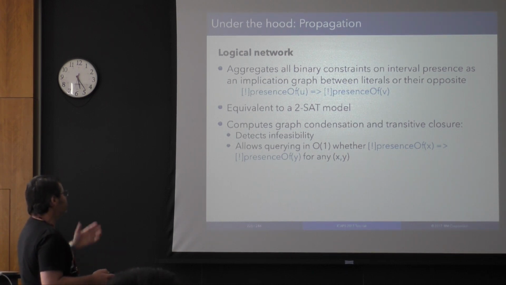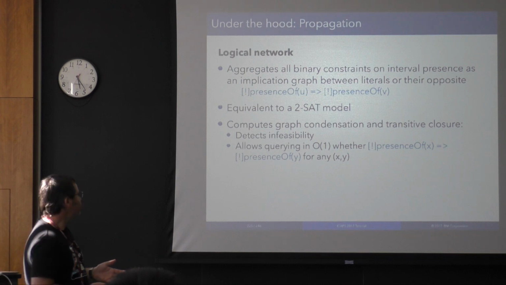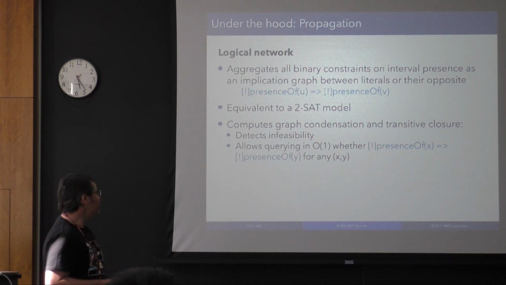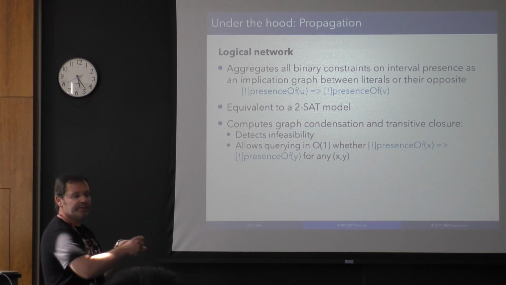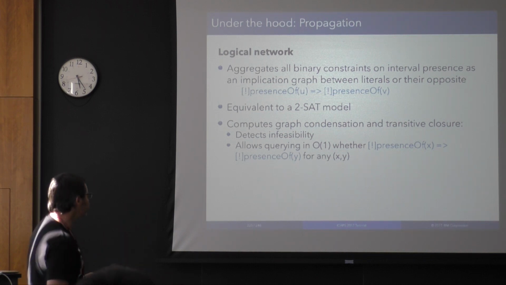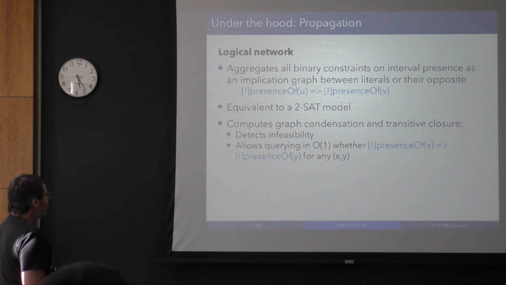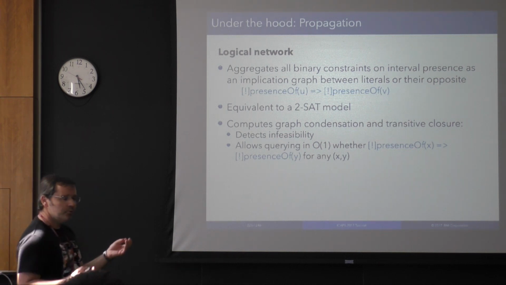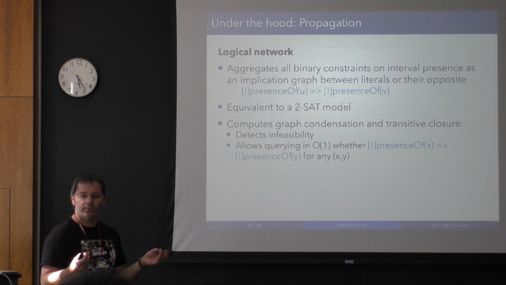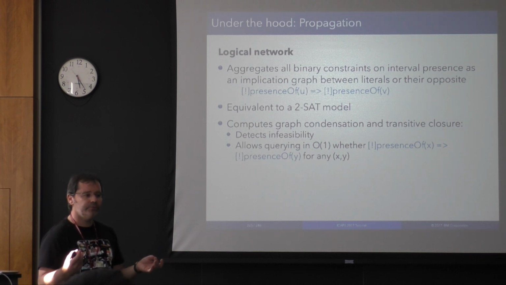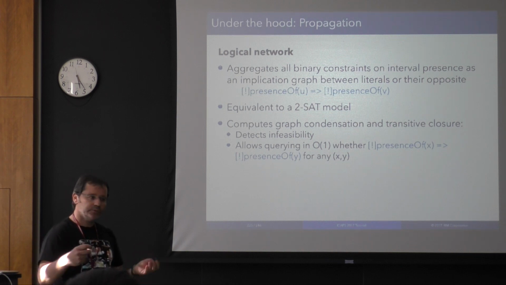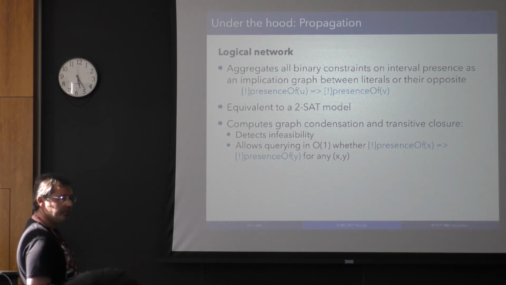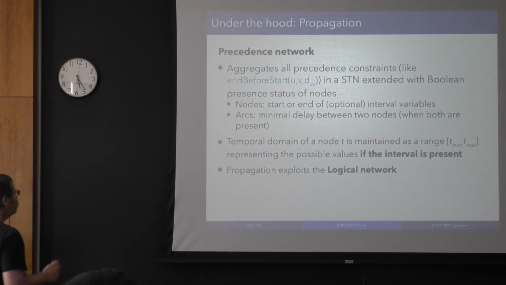What happens is that it allows us to detect infeasibility very easily. So if you say presence of x implies presence of y, and presence of x implies not presence of y, then it's infeasible. And it also allows us to query in constant time. If you're given two interval variables in the schedule, in constant time you can know if x implies y or x implies not y. What's the status between these two variables? And this is used in the search. We'll see. The precedence network.